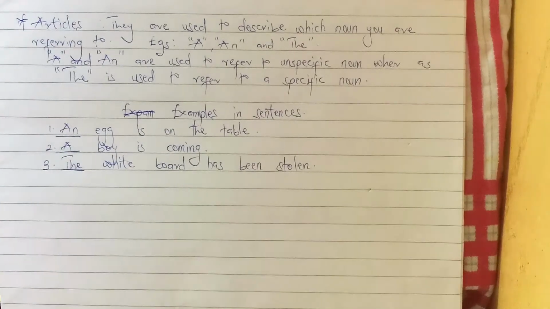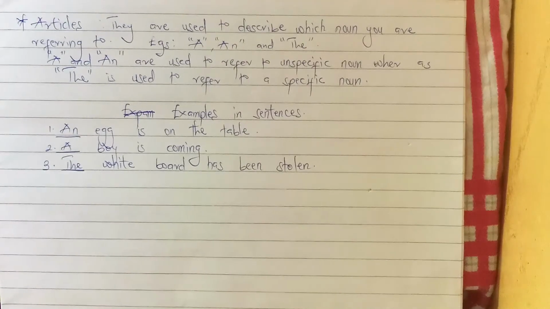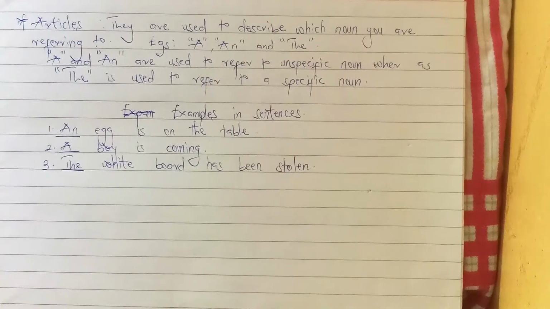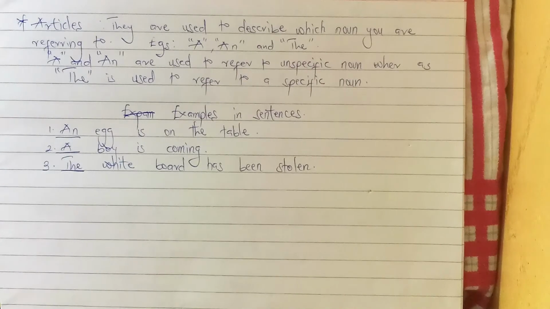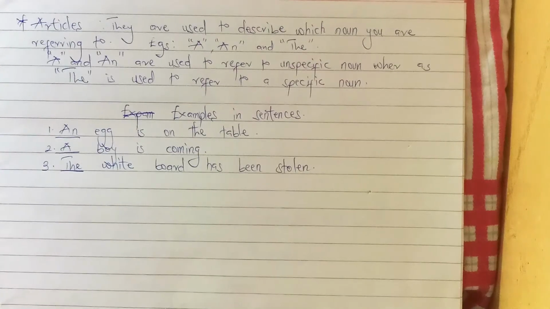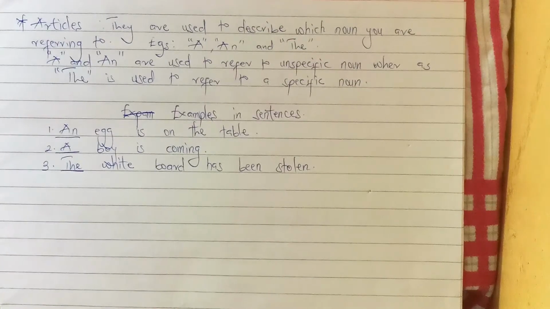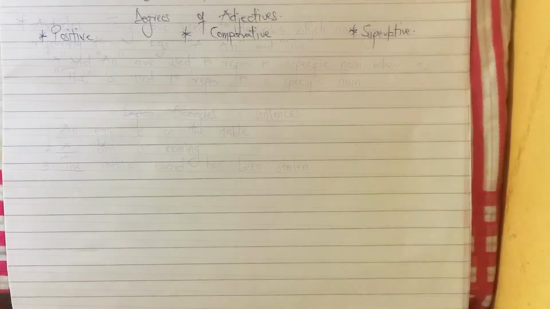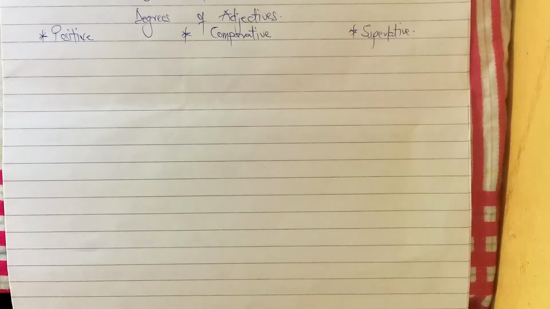The next thing we are looking at is degrees of adjectives. Now, when we talk about degrees of adjectives, we are talking about the positive, comparative, or superlative form of an adjective. This talks about when we are comparing two or more things. Okay, so positive, comparative, and then superlative.